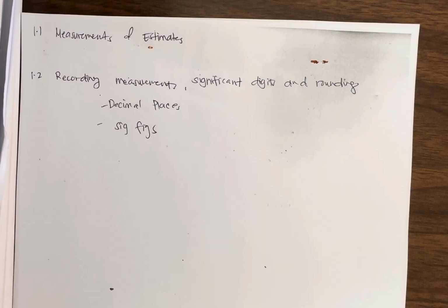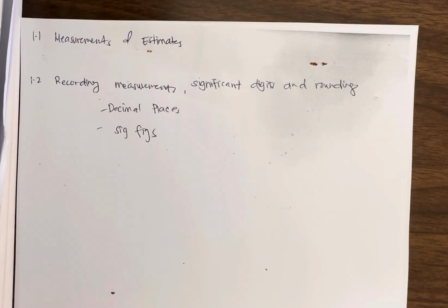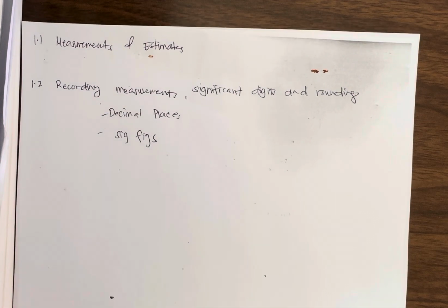You're not just guessing or estimating any number that you want. It has to make sense. Estimation is done by comparing the attribute that is measured to another one or by sampling. And that's basically what 1.1 is all about. It's just giving you background information and conceptual understanding on measurements and estimates.